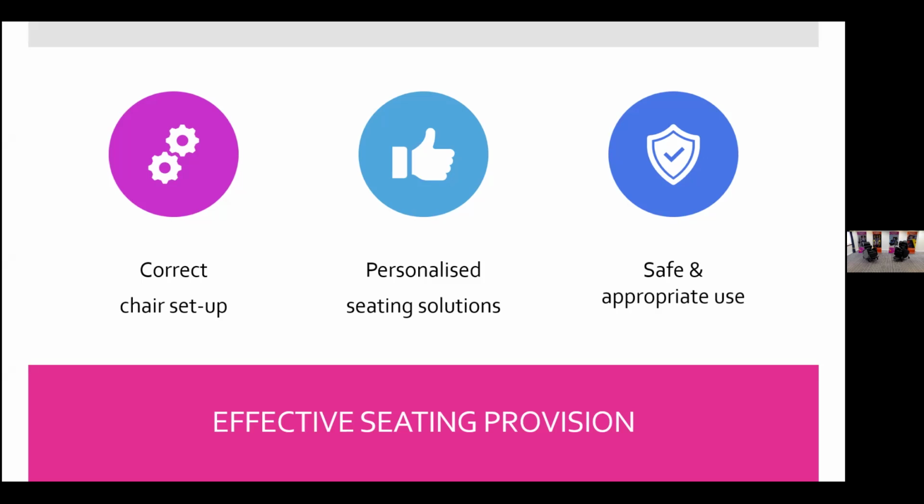Then we'd have a look at the personalised seating solutions. Are there any additions that we need to the chair? Thinking about the functions and accessories, positioning aids, head support, and so on to really personalise and tailor the chair to the individual. And then, of course, safe and appropriate use. So there are certain functions that we have to be really mindful of when it comes to specialist seating in particular. Things like back angle recline and tilt in space are not suitable or safe for everyone.